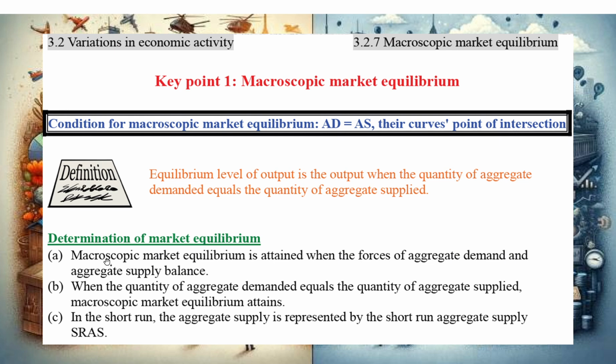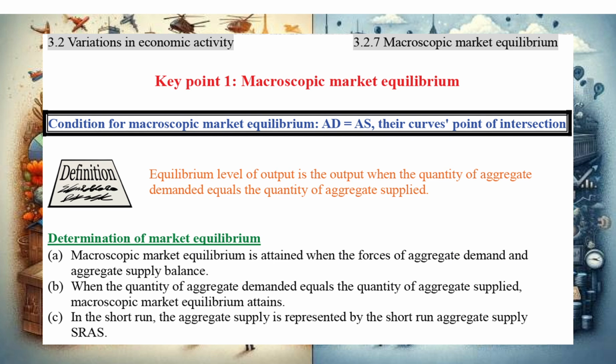Macroeconomic market equilibrium is attained when the force of aggregate demand and the force of aggregate supply balance. What do we mean by forces? The law of demand and the law of supply. And what are they? The demand curve and the supply curve. When the quantity of aggregate demand equals the quantity of aggregate supply, the macroeconomic market equilibrium is attained. In the short run, we will use the short-run AS. Later on, in the next chapter, we will talk about long-run AS.